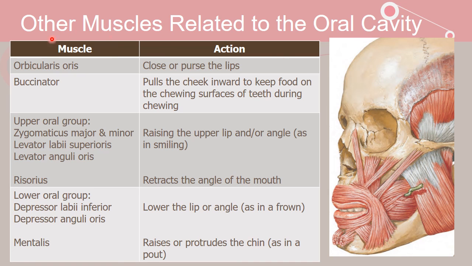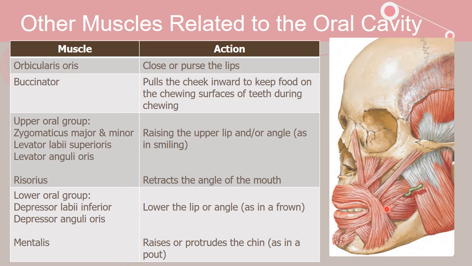These are the other muscles that are related to our oral cavity. All of these are the muscles of facial expression. Okay. So this is the orbicularis oris, which is responsible for closing or pursing the lips. This is the buccinator muscle, which pulls the cheek inward to keep food on the chewing surfaces, or the occlusal surfaces, of the teeth during mastication.